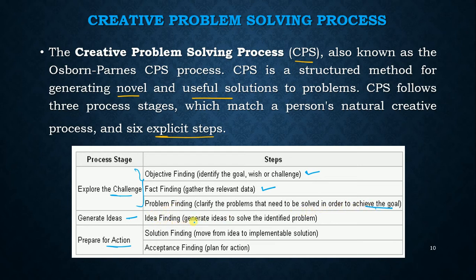Generate ideas: generate ideas to solve the identified problem. Once the problem is identified, then you have to generate ideas. Prepare for action, solution finding: move from idea to implementation of the solution. Now we are moving from the second step to the third step, going for finding a solution. Then acceptance finding, whatever we finally get, that is acceptance. So basically there is explore the challenge, generate ideas, and prepare for action, and these are divided into further steps.